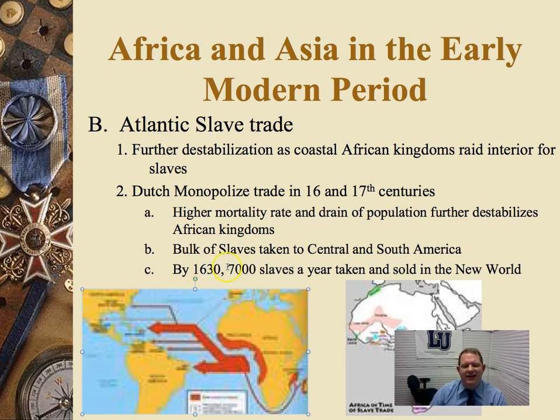Just to give you an estimate in terms of numbers, in the year 1630, we see approximately 7,000 slaves transported and sold into slavery in the New World by the Dutch. So what started out as maybe tens and then hundreds, by 1630 has evolved into thousands. However, unfortunately, that will just be the beginning of the horror that is the event we call the African Holocaust.